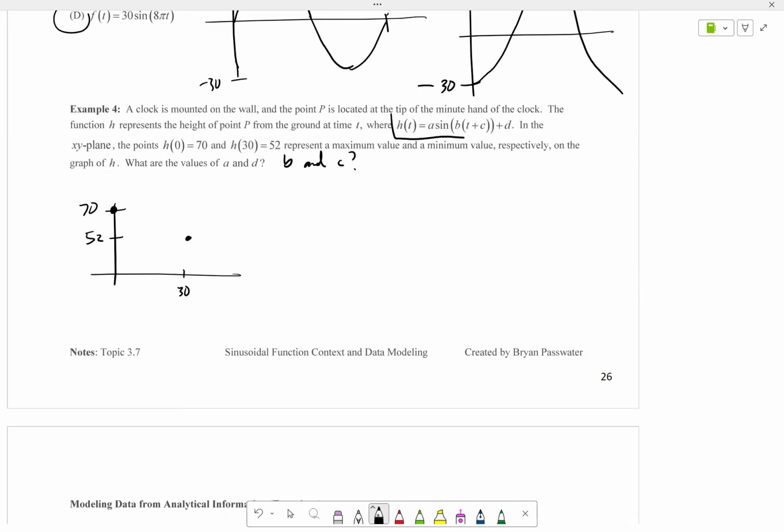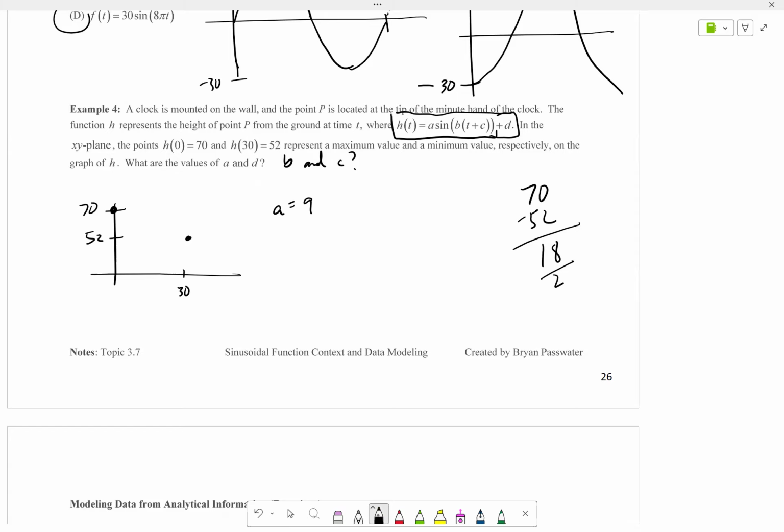So we're here. Basically, it's asking for the equation. For the amplitude, all I did was 70 minus 52, which is 18, and I just divided that by 2. Is it 18? Yes, 18. And then what do you do with that? Divide that by 2. So A is equal to 9.